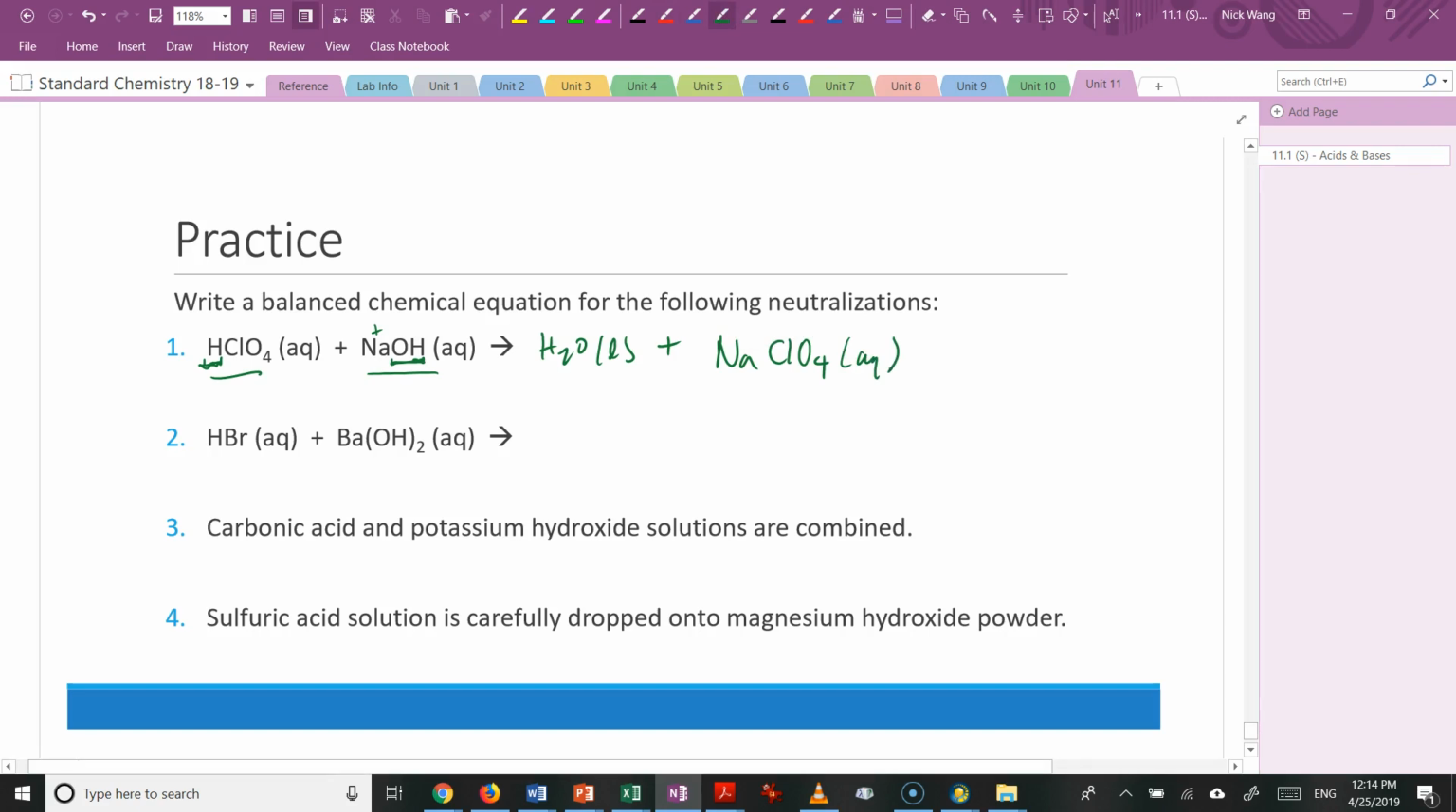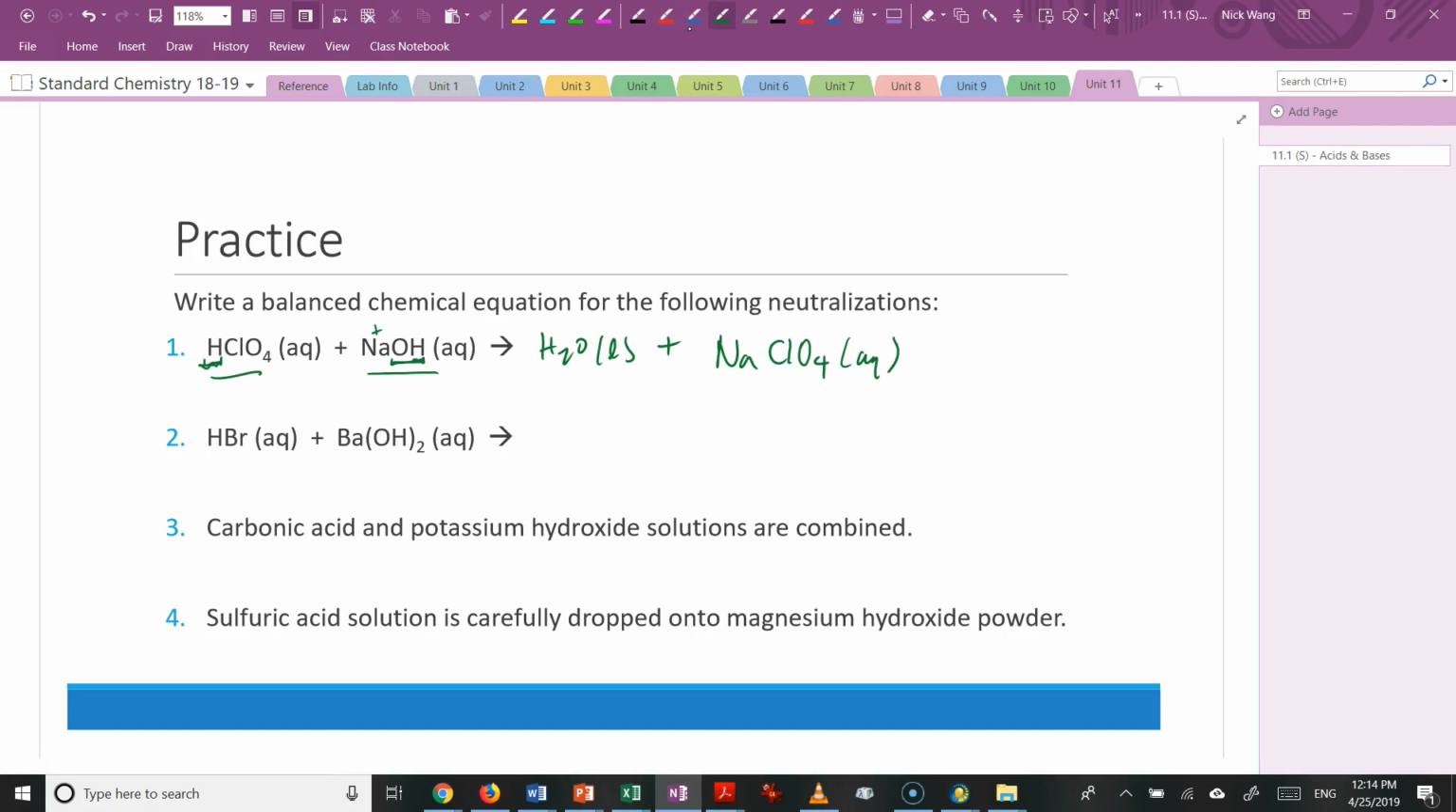So a couple things here. Remember, always write legitimate compounds, right? H2O is a legitimate compound. NaClO4, that's the legitimate compound, with the positive one, negative one. And then you start balancing and adding the states of matter. So we're good there. What about the second one here? Let's go and take a look.